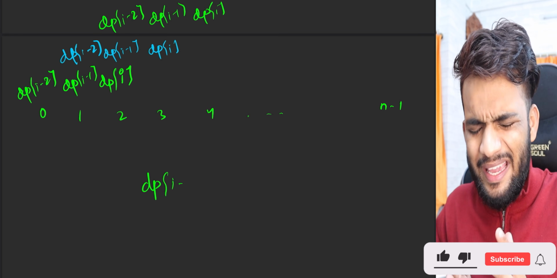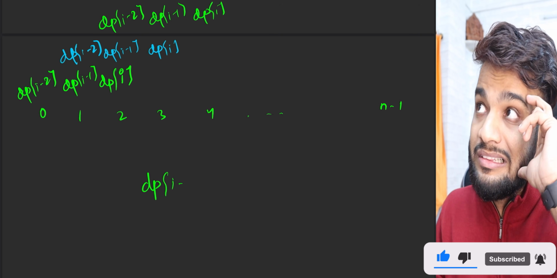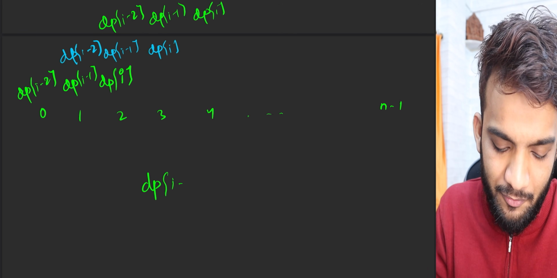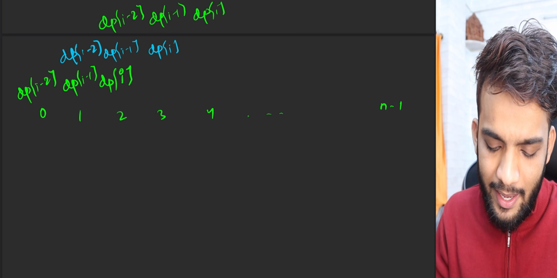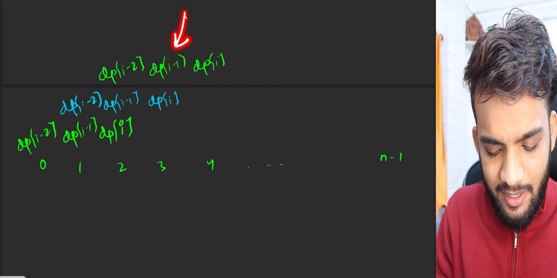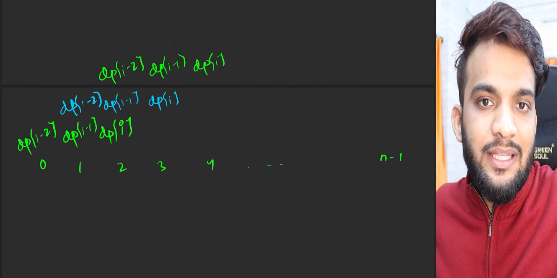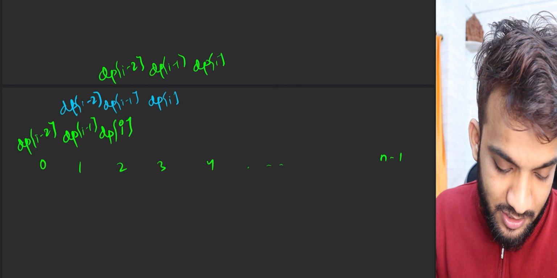So do you need to carry an array? Can't I do this using a couple of variables? Think, can't you do this using a couple of variables? The answer to that will be yeah, I think we can, because what we require at any particular instance i is the previous guy and the second previous guy. I don't need anything more. Why the hell do I need to declare a dp array? I don't need anything else.